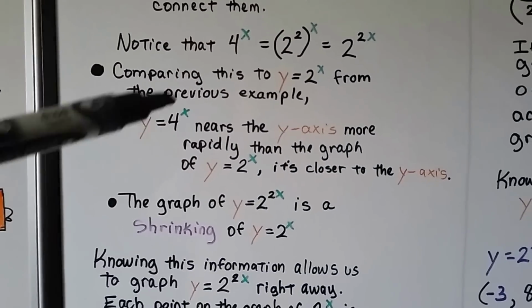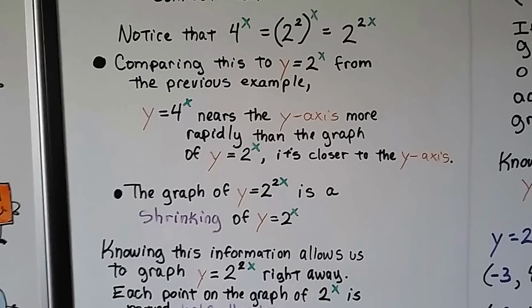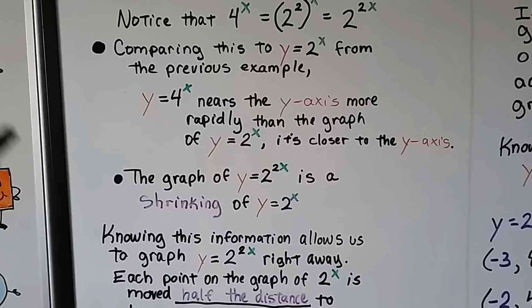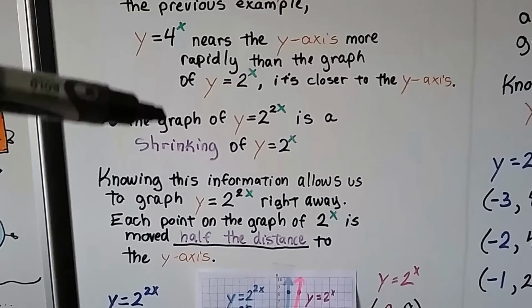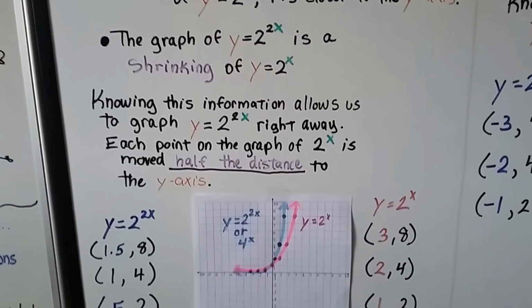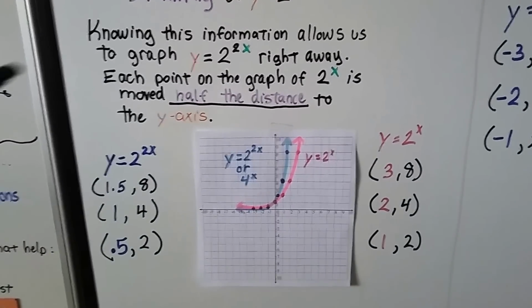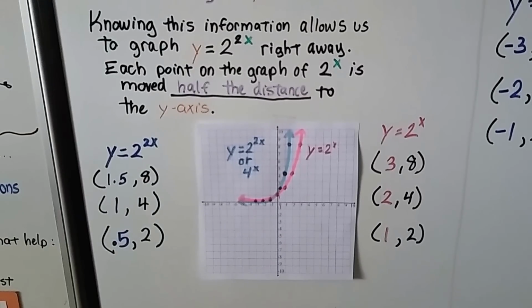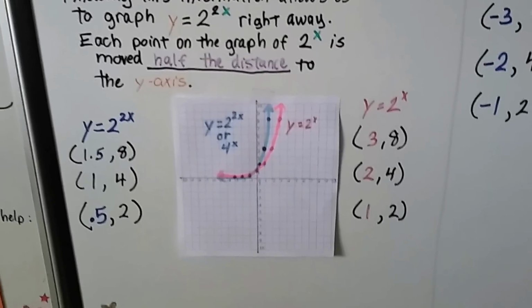y equals 4 to the x nears the y-axis more rapidly than the graph of y equals 2 to the x. It's closer to the y-axis when it's going up, and the graph of 2 to the 2x power is a shrinking of y equals 2 to the x. And knowing this information allows us to graph y equals 2 to the 2x right away. Each point in the graph of 2 to the x is moved half the distance to the y-axis.